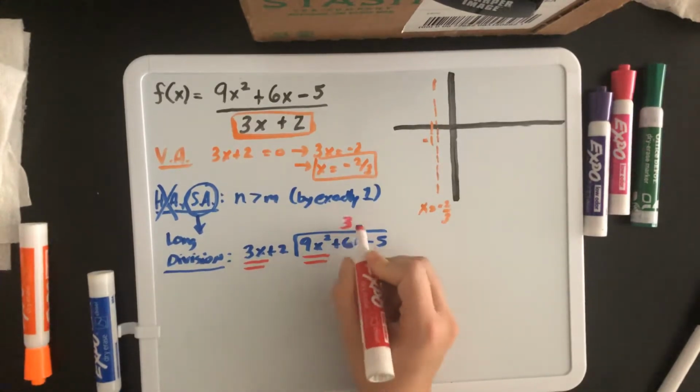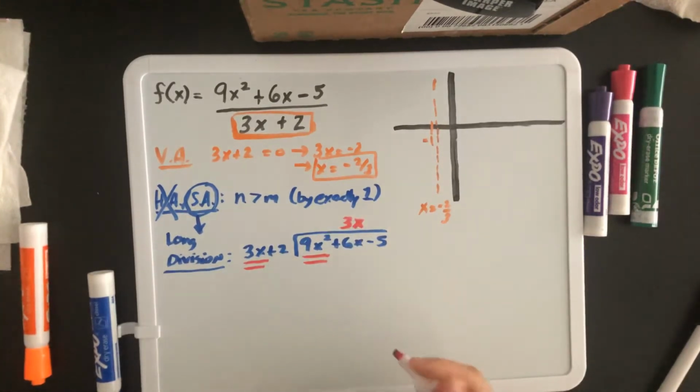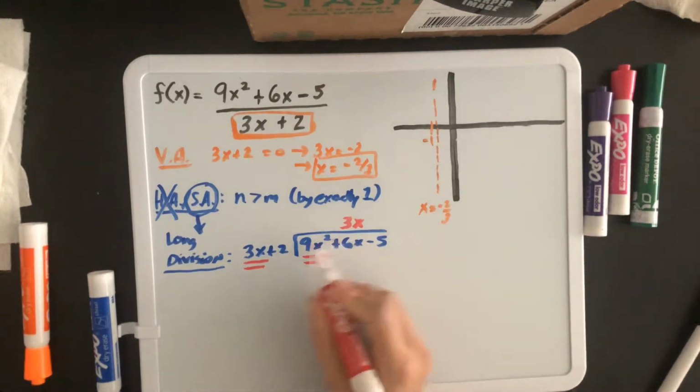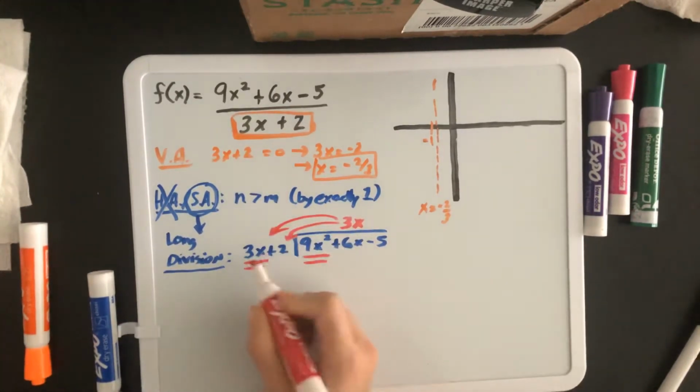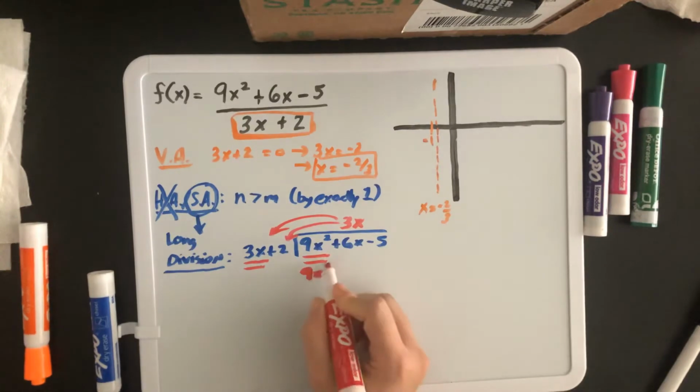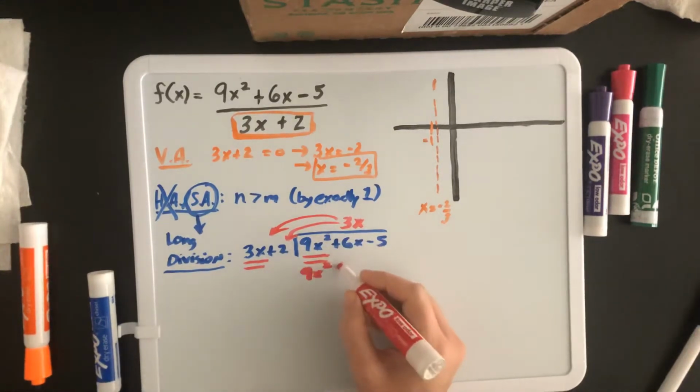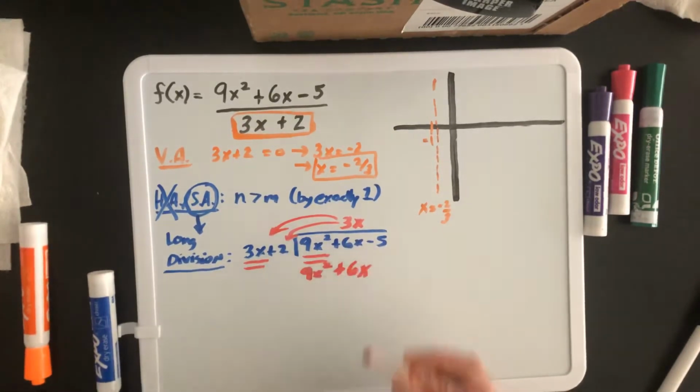So traditionally in America, we usually set up long division this way. If you do it a different way from your country or from somewhere else, feel free to do that. Not here to confuse anybody. So we take that 3x and we multiply it by everything in front, every single term. 3x times 3x is 9x squared, and 3x times 2 is positive 6x.